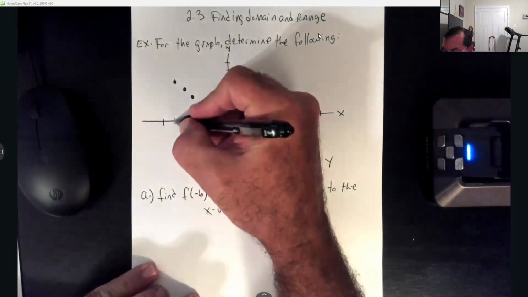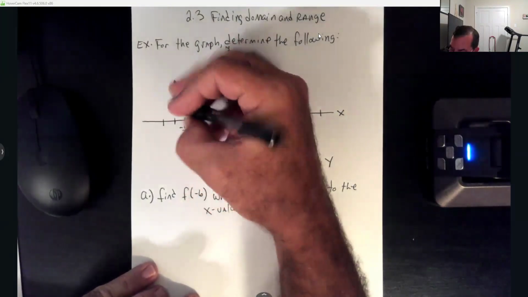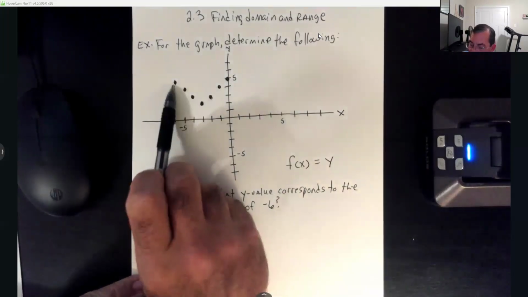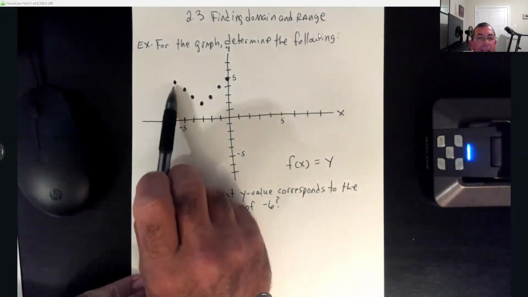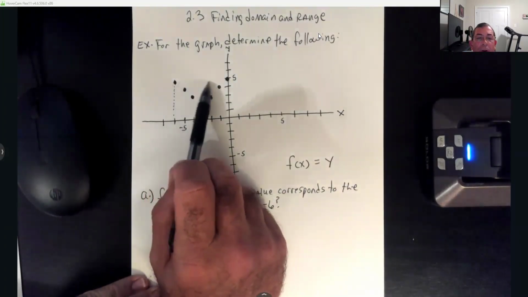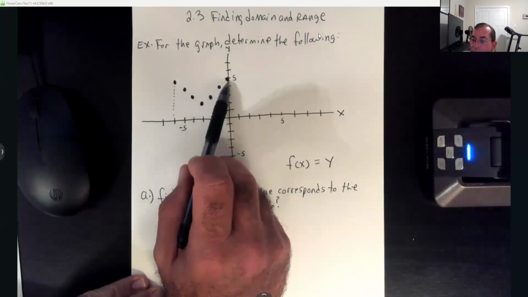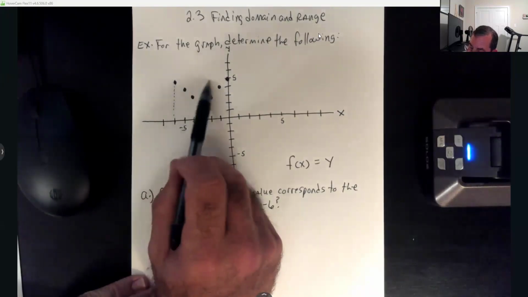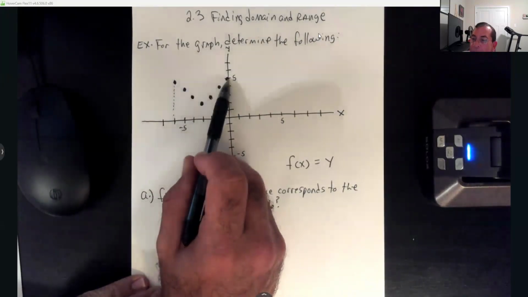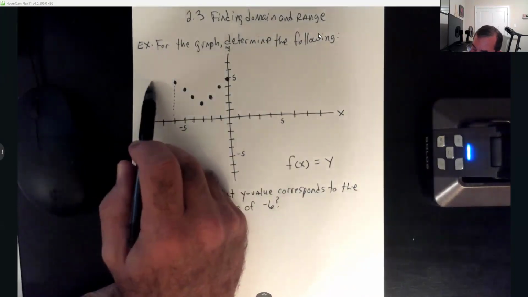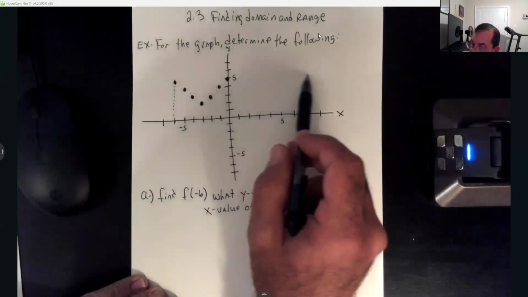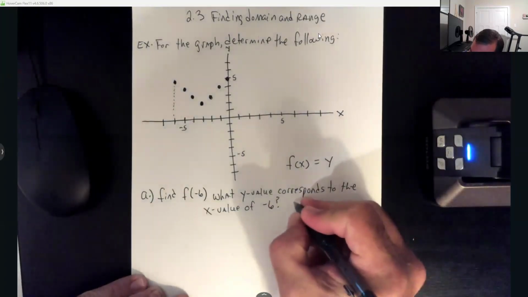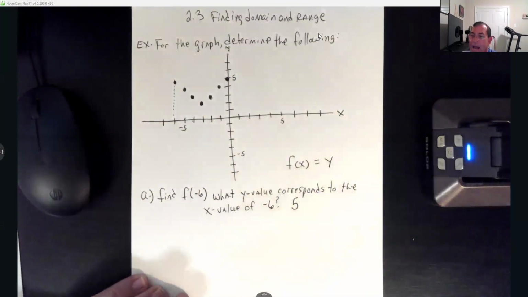So y'all, here's -6 on my x-axis. So I'm just going to go straight up, find the dot that corresponded with -6, and I'm going to look straight across and see what that y value is. So y'all look here at -6, I got a y value of 5. Anything on this horizontal line going across would have a y value of 5. So y'all, that would be our first answer, 5.